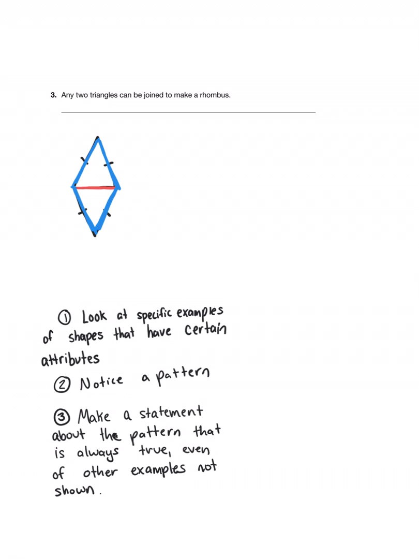So consider for a second if we have 2 scalene triangles. If we join 2 triangles together with all of their sides not being equal, that's what a scalene triangle is, will we end up with a rhombus?